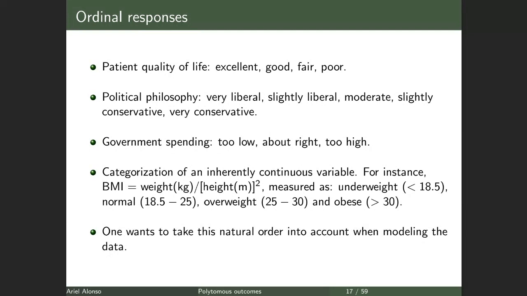Now, in many situations, your response is going to be ordinal. When you have a categorical response, in many situations, it is ordinal. For instance, think about quality of life. So if you're doing a study in patients, or for instance, a study with adults, and you are measuring quality of life, you can categorize quality of life as excellent, good, fair, and poor.